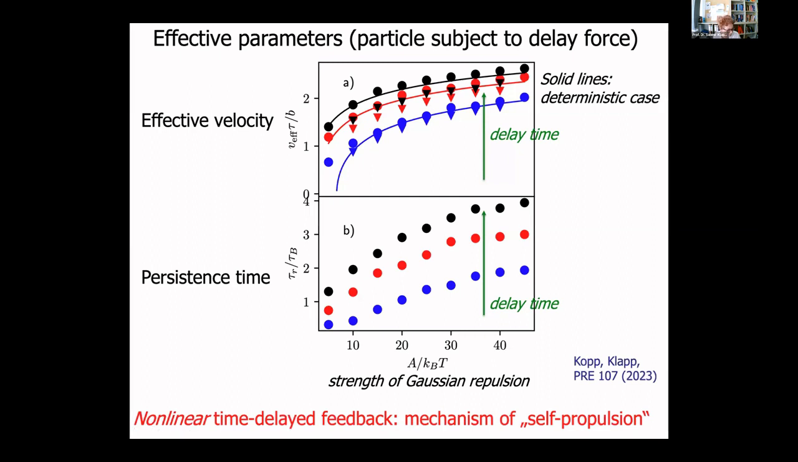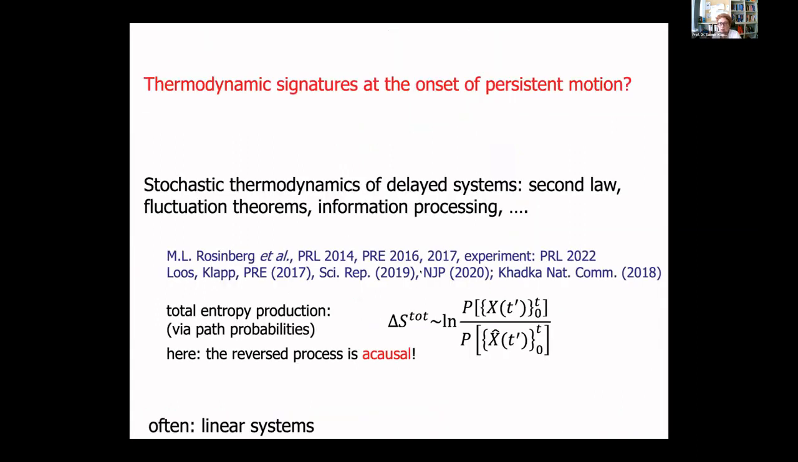So to summarize, what we find is that this nonlinear time-delayed feedback acts as some sort of propulsion mechanism, comparable to what we see in an active particle. What we're interested in now, and this is what I wanted to show you today, is the question: do we see this onset of persistent motion of a particle in thermodynamic quantities? Because we do have this threshold, and the question is, can we see something from the perspective of stochastic thermodynamics?